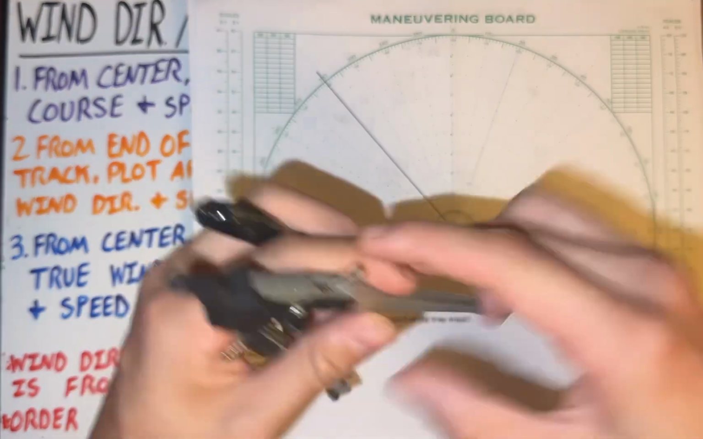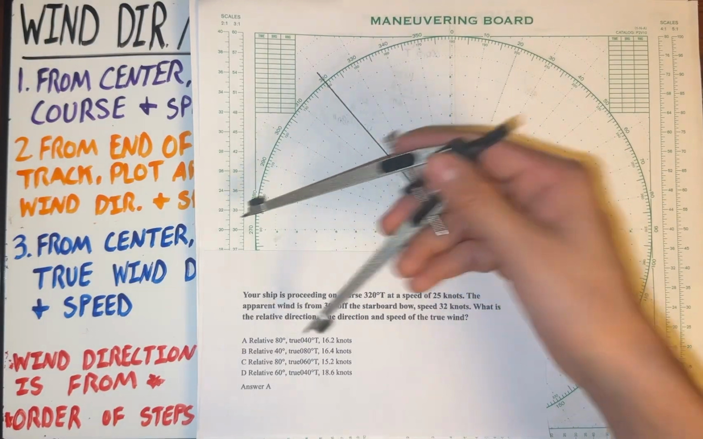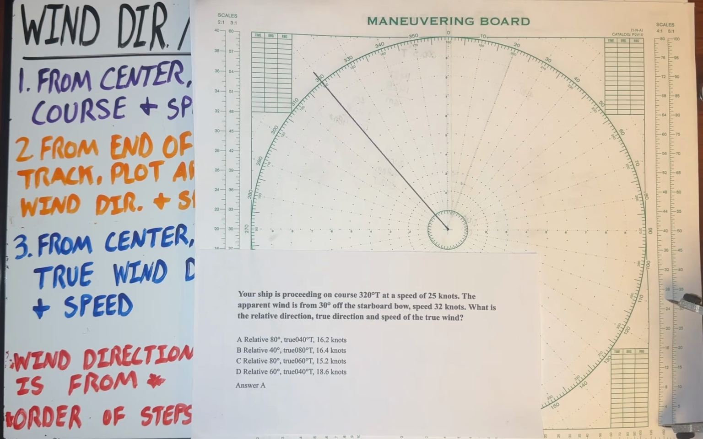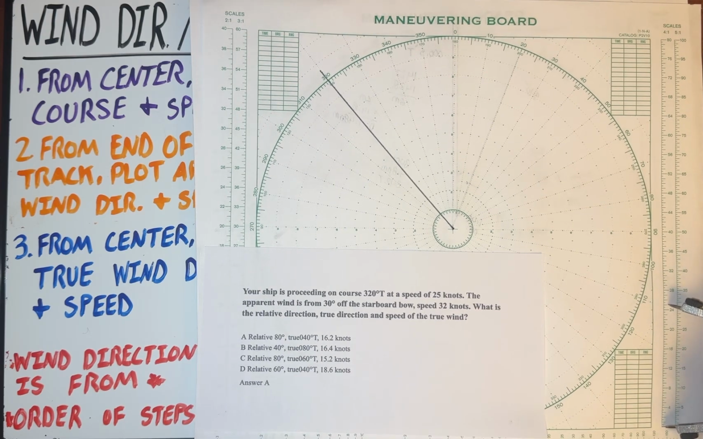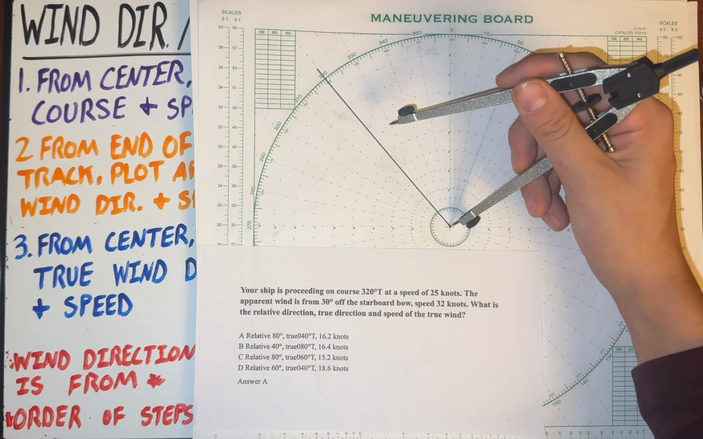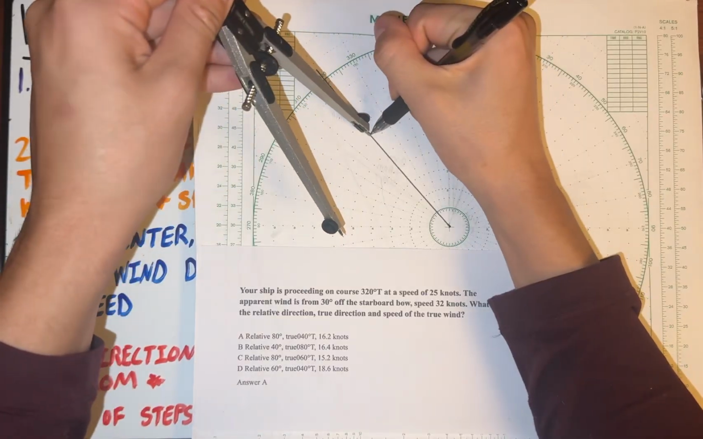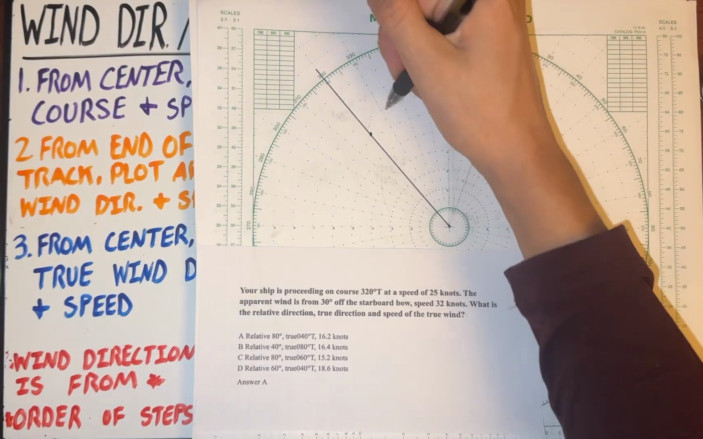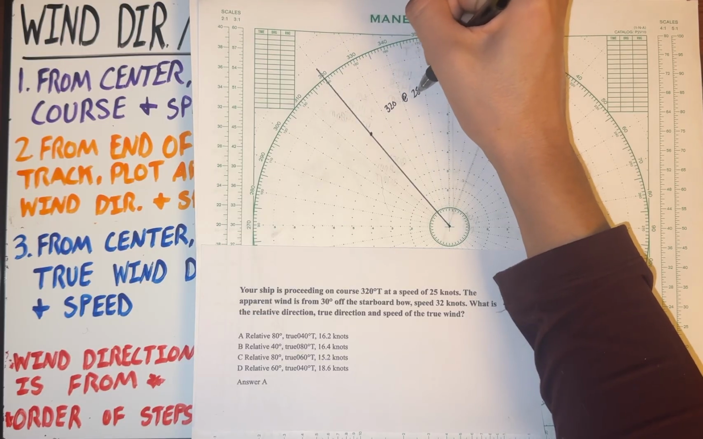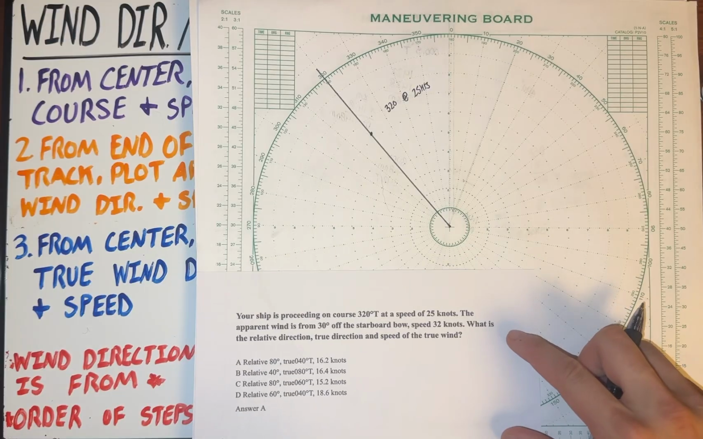I'm going to use the scale on the right-hand side. There's 4 scales, 1, 2 on the right, and 3, 4 on the left. 25 knots, so right there. So we have 320 at 25 knots. And I always want to label everything on these maneuvering boards to keep myself on the right track.